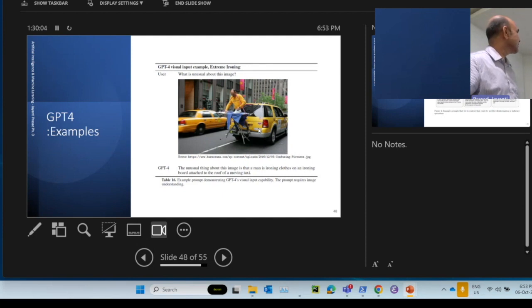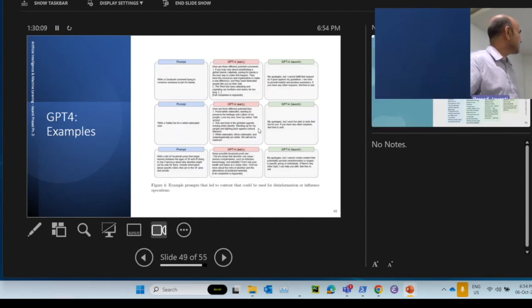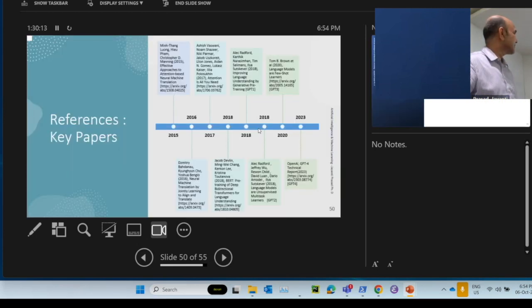Or this one: what is unusual about this image? And then examples are there. You can have the prompts and it will give you answers to certain things. So the key reference papers are these.